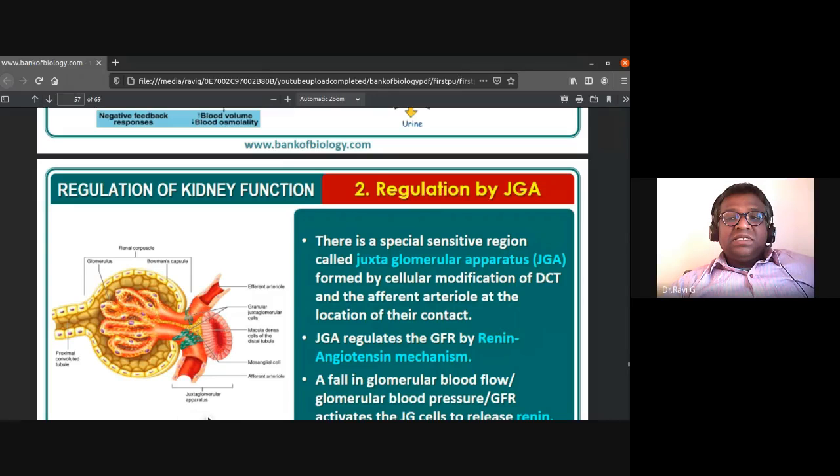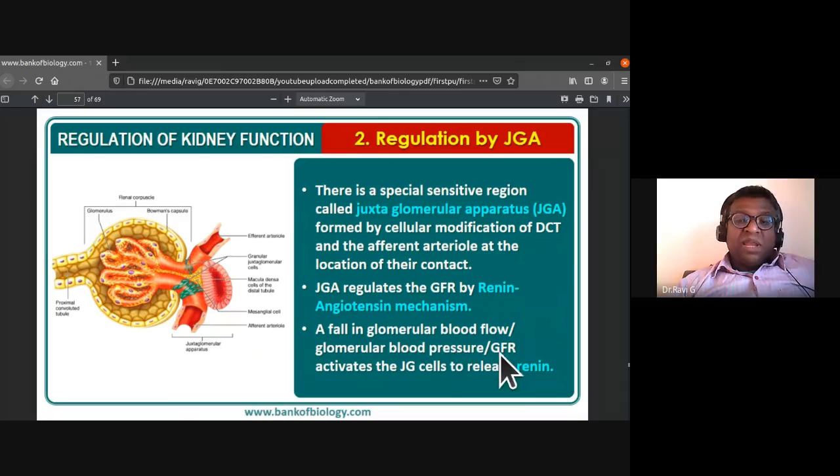So what does this JGA, the juxtaglomerular apparatus, do? It regulates the glomerular filtrate rate by the renin-angiotensin mechanism. Remember this. A fall in glomerular blood flow, glomerular blood pressure, or GFR activates the juxtaglomerular cells to release renin. Renin is a hormone released by them.